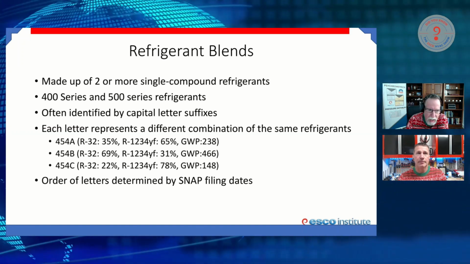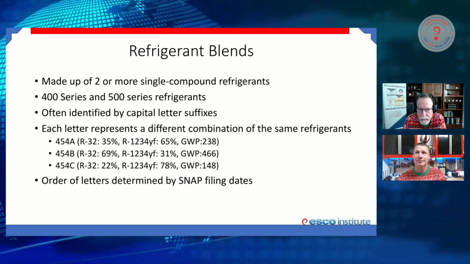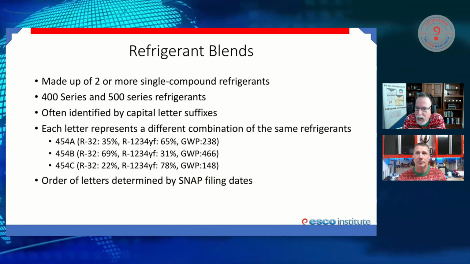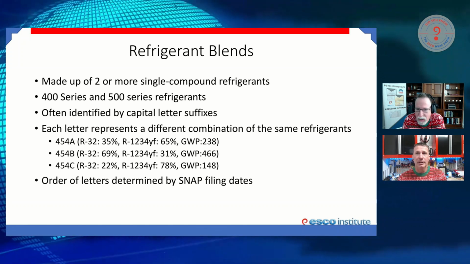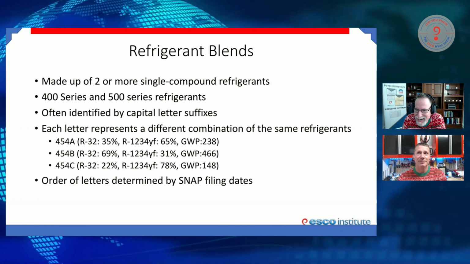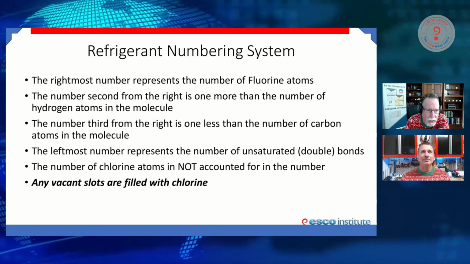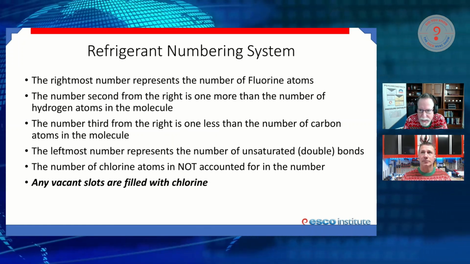If there was another refrigerant with a different composition of R32 and R1234YF, it would be 454D. And the way we're going, we'll have a 454Z soon. But yeah, the capital letters as a suffix is just the percentage of the refrigerants in the mixture.